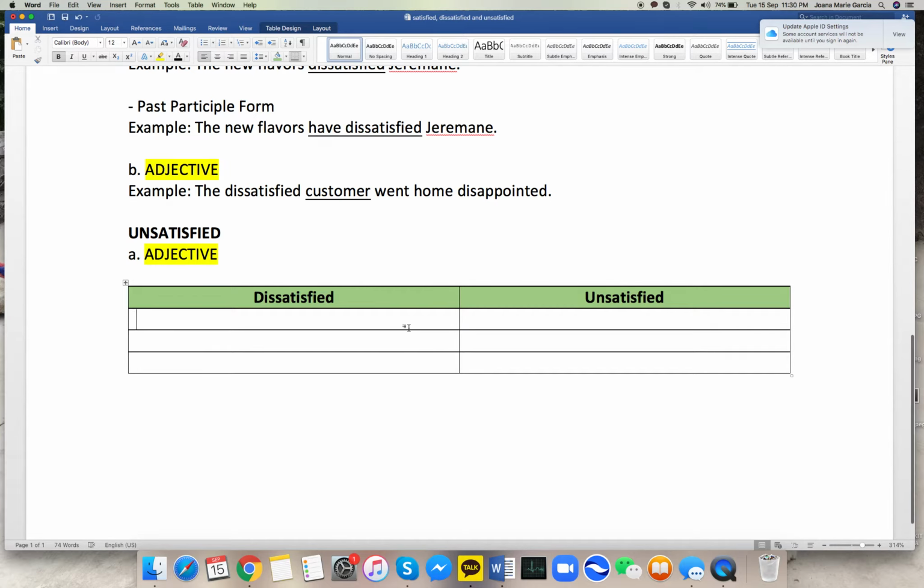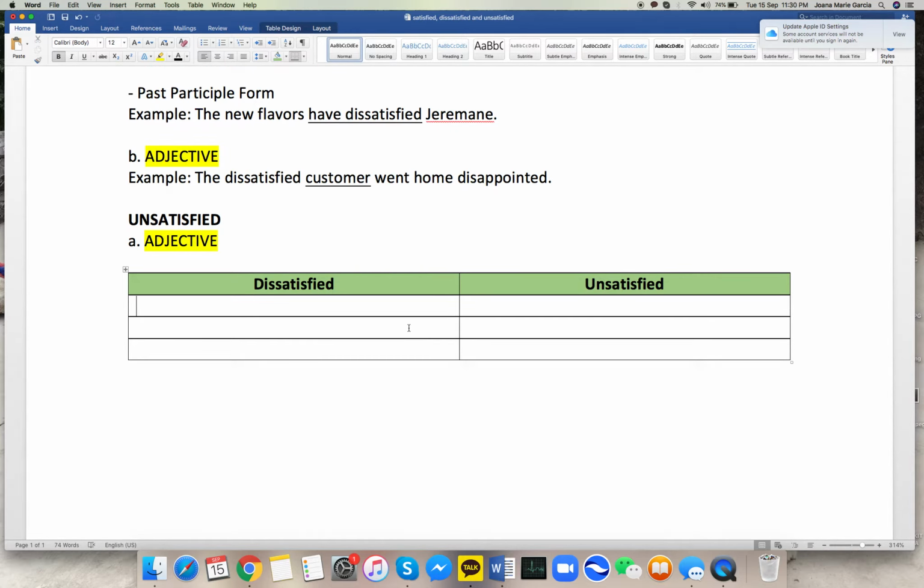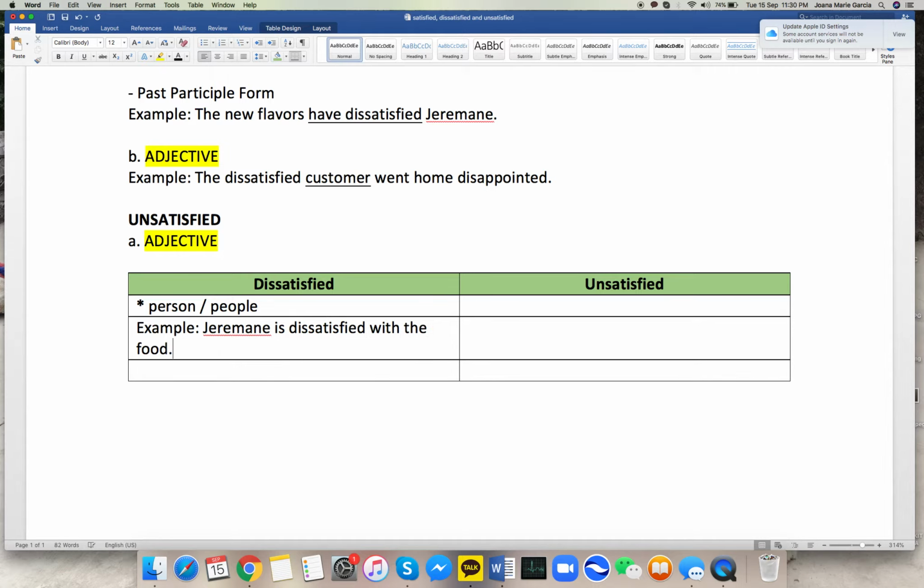So, let's talk about dissatisfied as an adjective. Dissatisfied as an adjective is only used for a person or people. Remember that. For example, let's use the subject Jermaine. Jermaine is dissatisfied with the food. It means Jermaine is not happy with the food. He's not pleased with the food. And of course, Jermaine is a person, so dissatisfied can be used.